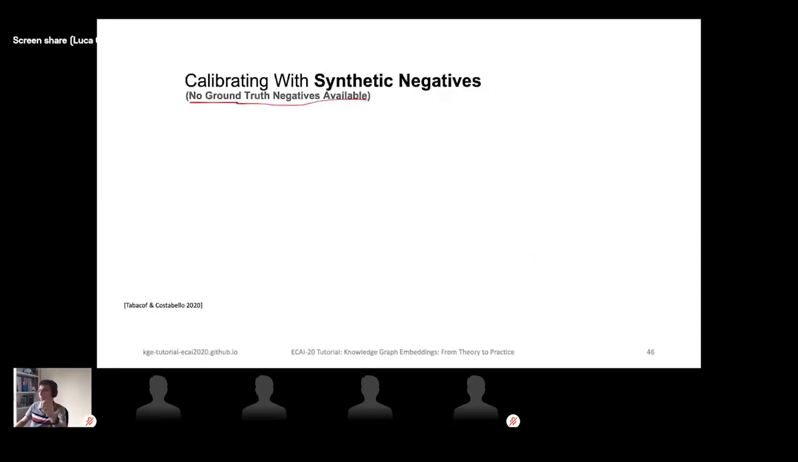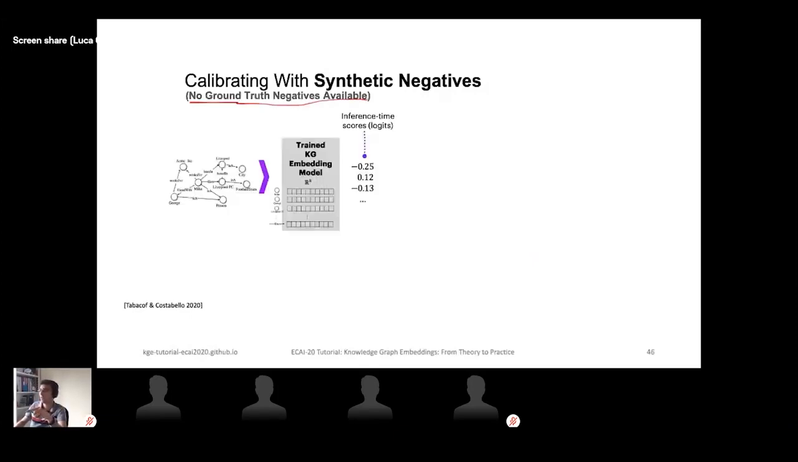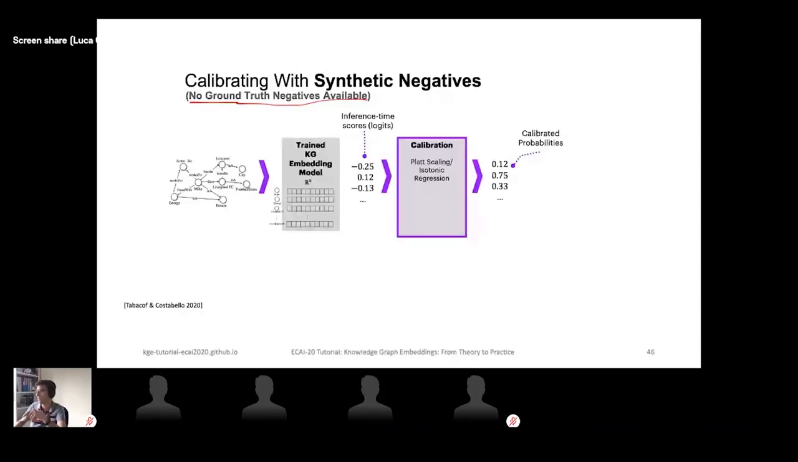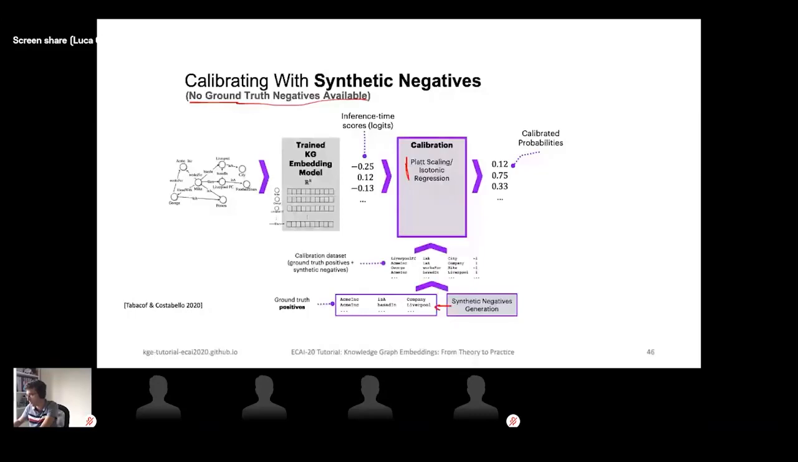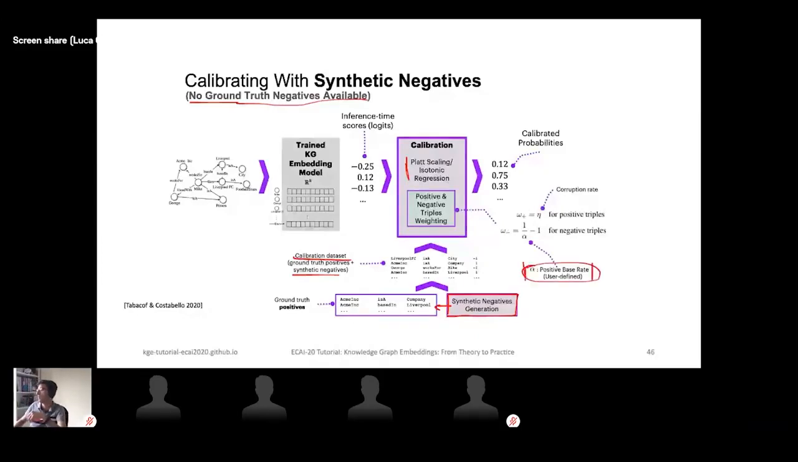I told you about the open world assumption earlier on. So we take a pre-trained knowledge graph embedding model, and again, we use off-the-shelf calibration techniques. In this case, we have ground truth positives, but we need to plug in a synthetic negatives generation pipeline using the usual methods to generate negatives that I told you about. So we come up with a calibration data set that has ground truth positives and synthetic negatives. At that stage, we define a positive base rate, which is a user-defined hyperparameter, an argument that we use to calibrate the model, and we come up with probabilities which are better calibrated. And this is the result.